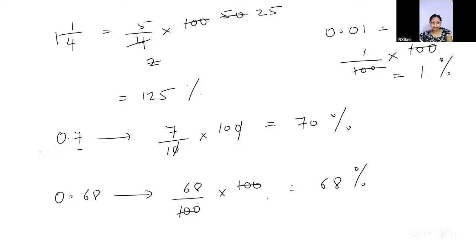Ma'am, I have this question, ma'am. Yes. Ma'am, what if instead of cancelling 100, we only cancel the zeros out, leaving us with 1 upon 1 into 1? We can do that, Abraham.